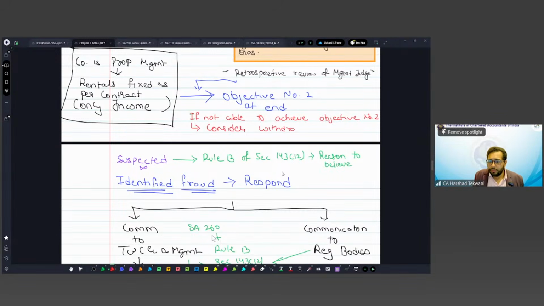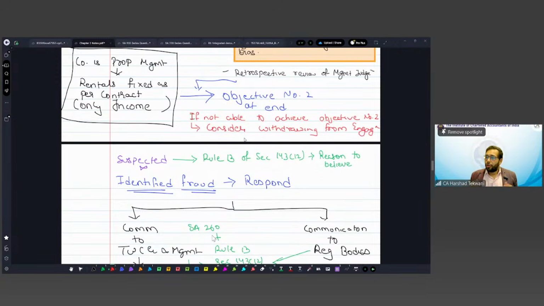consider withdrawing from engagement. See, I have written consider withdrawing. I have not written that withdraw immediately. There's a difference between considering and withdrawing. Yes, sir. If it is legally permitted, then we can withdraw.